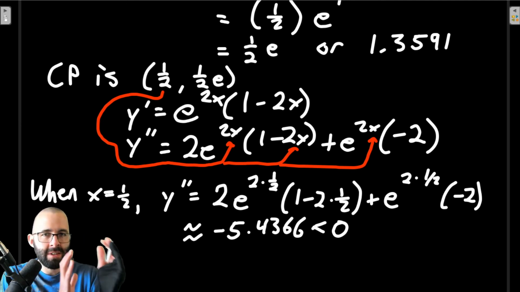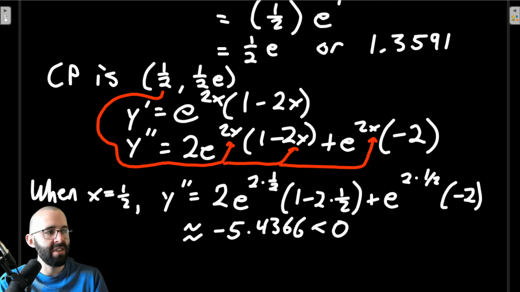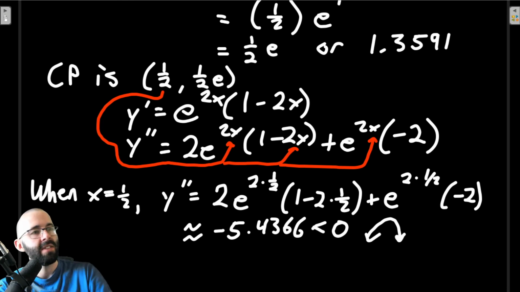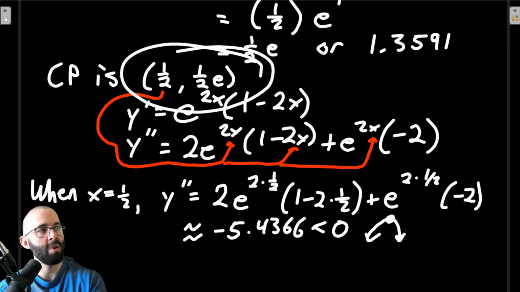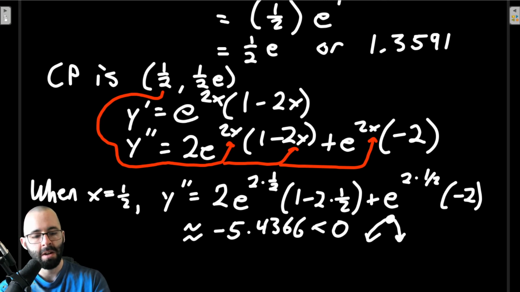First derivative is increasing or decreasing. Second derivative is concavity. So negative means concave down. It's the frowny face. If you've got a frowny face, is that a local max or a local min? It's a local max. All right. So by the second derivative test, we found out that this critical point up here is a local max.